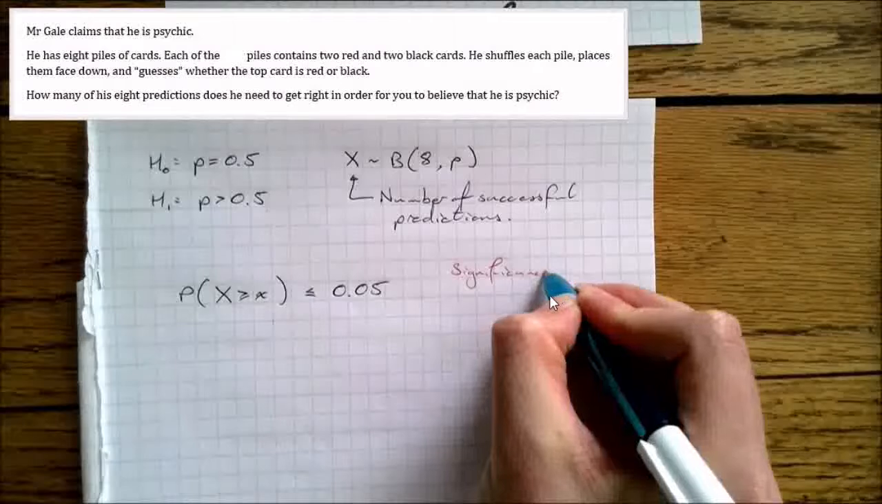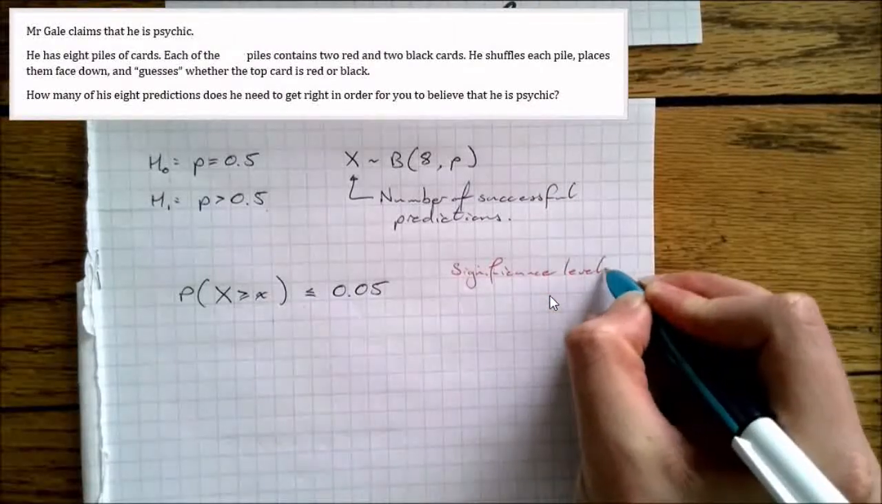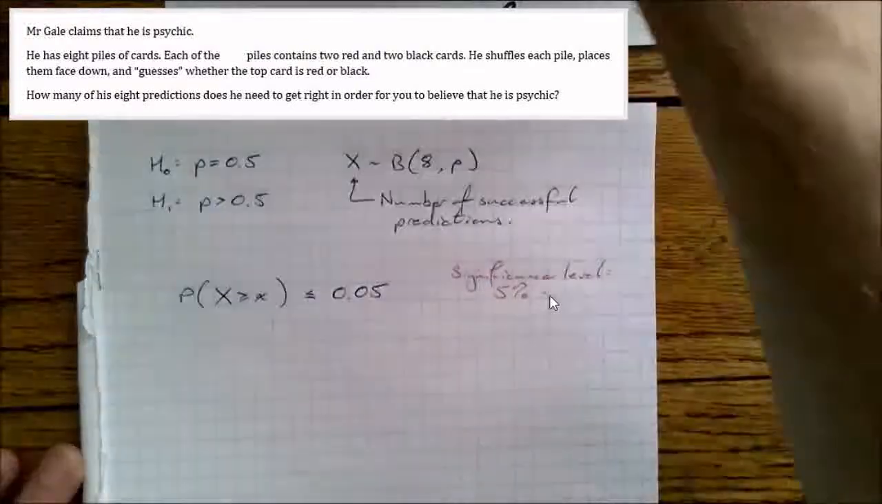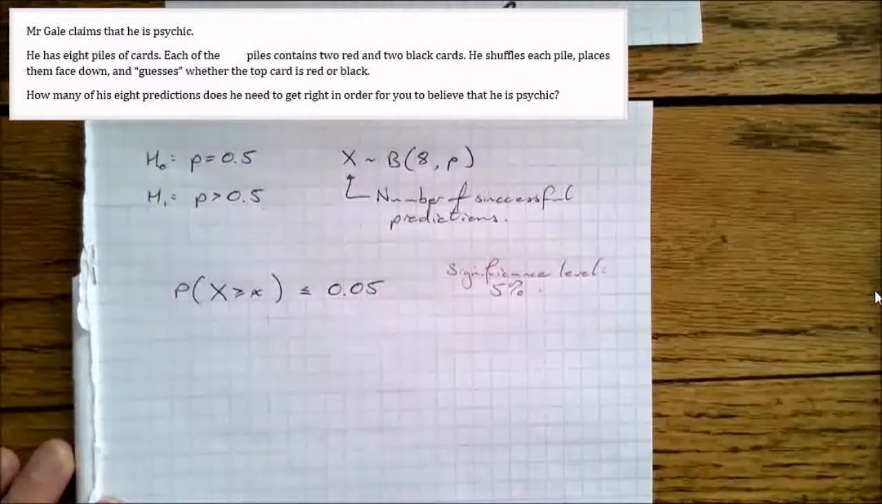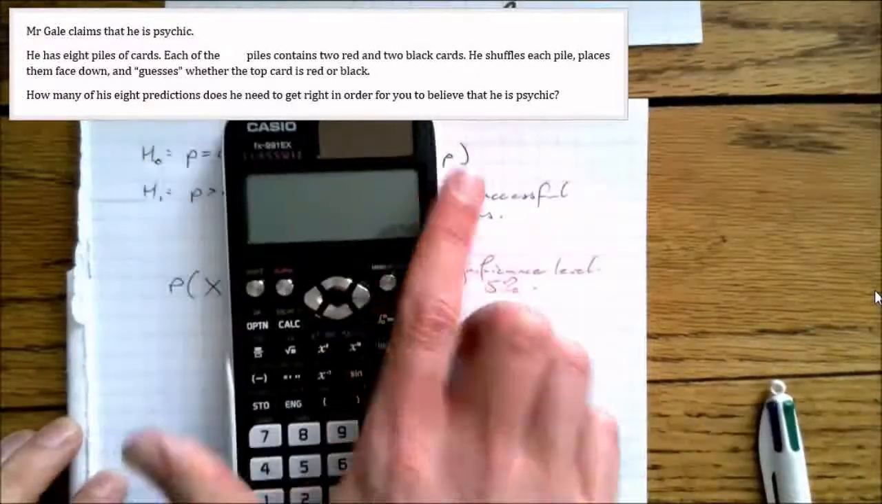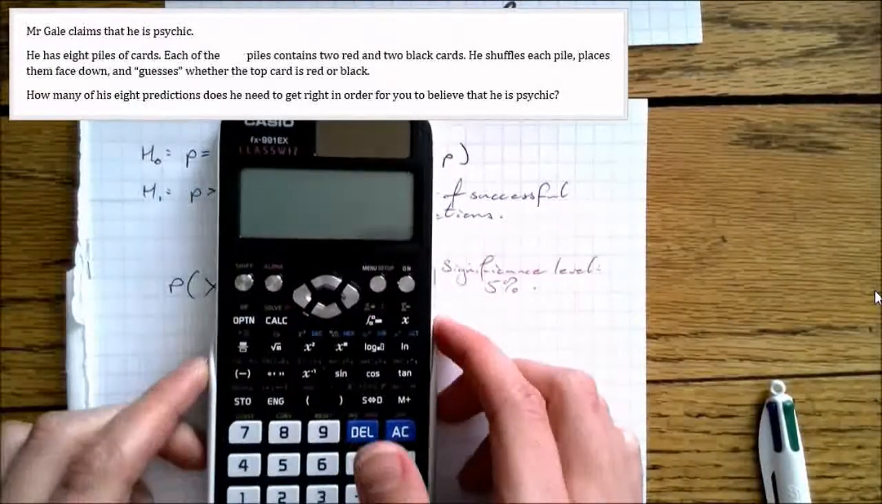Significance level is 5% or 0.05. It doesn't matter how you write that. Okay, we need to find some probabilities now. We need to find this probability. I'm going to show you how to do it using the ClassWiz first.